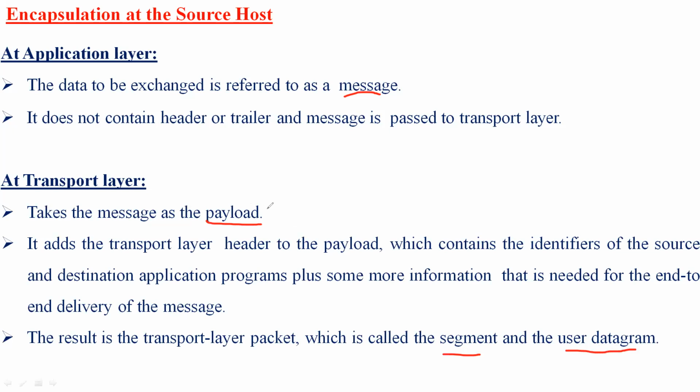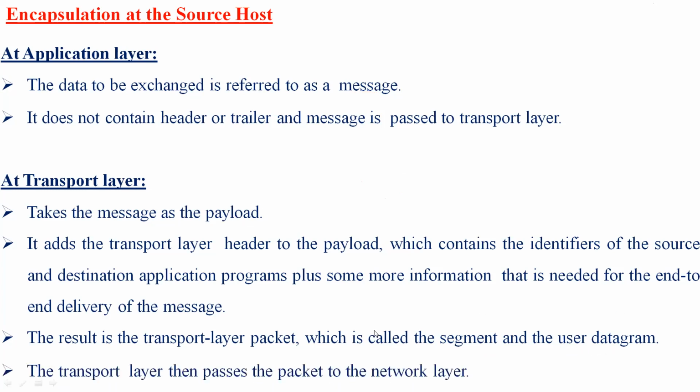So we will go with different terminology: one is a payload, another is a user datagram, and another one is a segment. These are the three different terminologies which we are going to use in case of encapsulation with respect to the transport layer. So this transport layer will take a payload first, then it adds the header information. The result will be segments and user datagrams. It then passes the packets to the network layer, that is, to the lower layer.